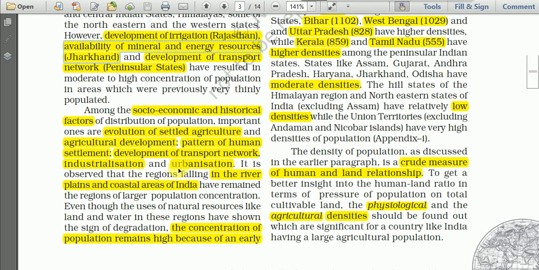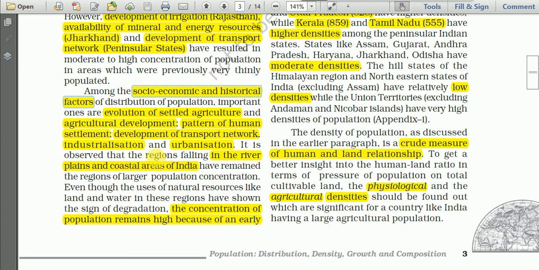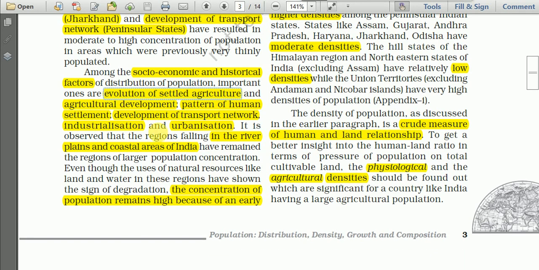Among the socio-economic and historical factors of distribution of population, the important ones are the evolution of settled agriculture, that is permanent agriculture, then agricultural development like implementation of the green revolution, then the pattern of settlement, whether the settlement is compact, nucleated or dispersed, then development of transport network, industrialization and urbanization. So these are the important socio-economic and historical factors.